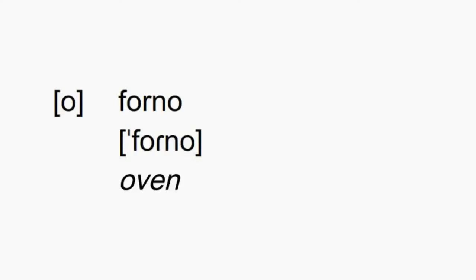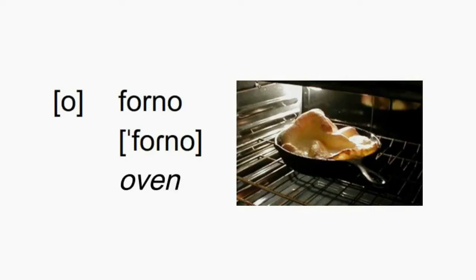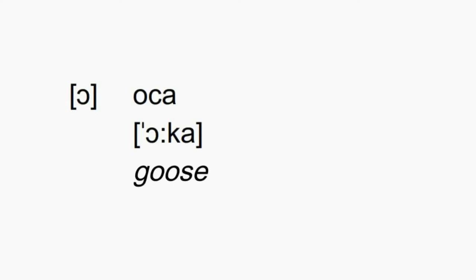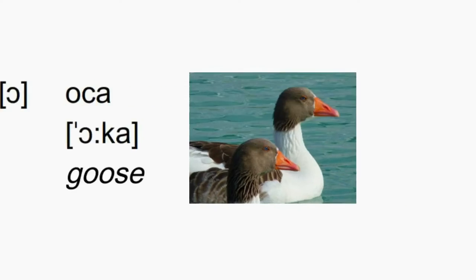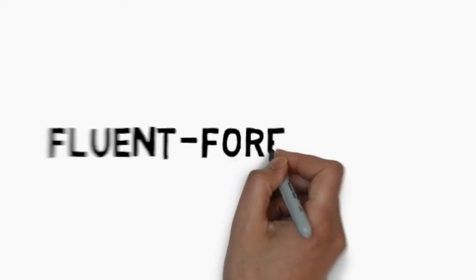Then came the closed o as in forno, which sounds a lot like the first half of the American diphthong, o, except instead of the diphthong, you get a single vowel, forno. And last comes the open o as in oca, which, if your dialect of English doesn't have it already, is what happens if you take the sound in done and then round your lips. Oca. And with that, we finished all of Italian's vowels.